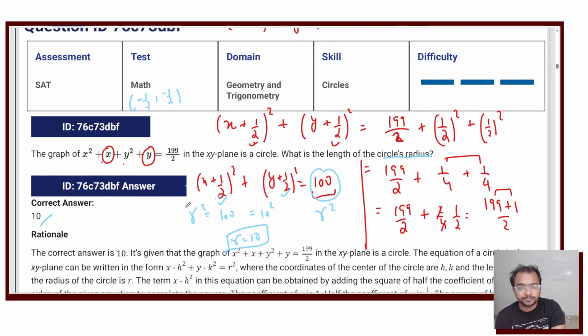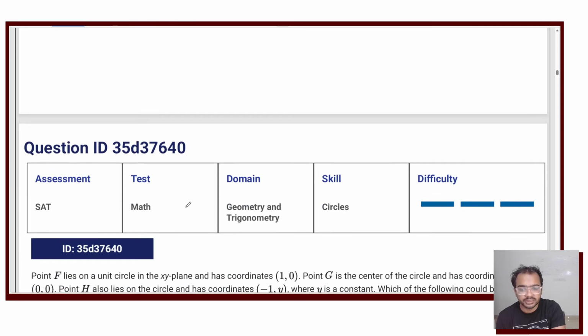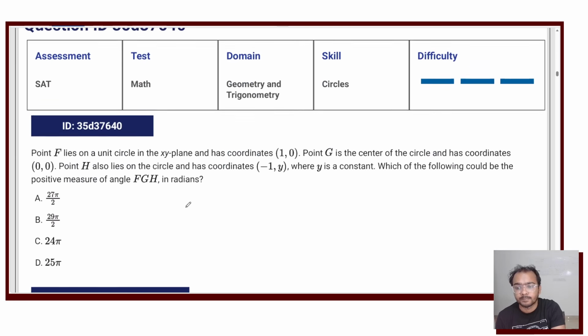Okay, so let's move to the next question. So here we have, there's a point F that lies on a unit circle. So this question requires the understanding of what a unit circle is.